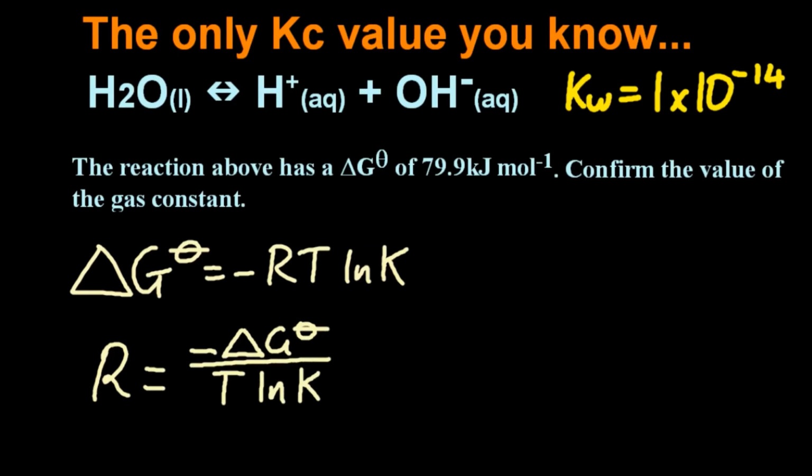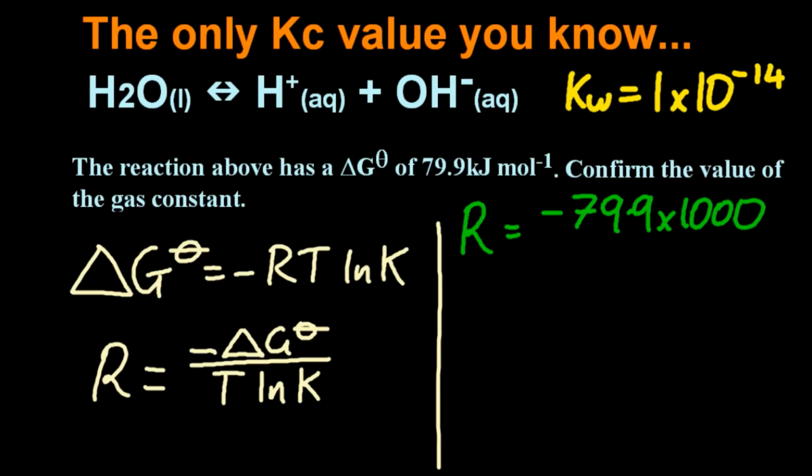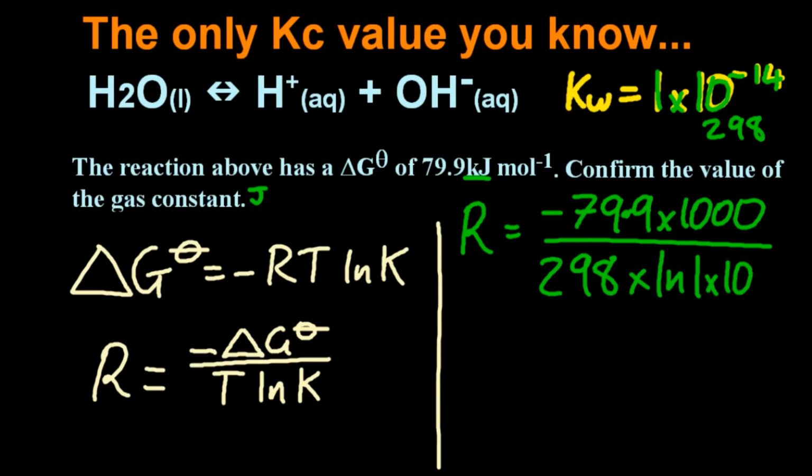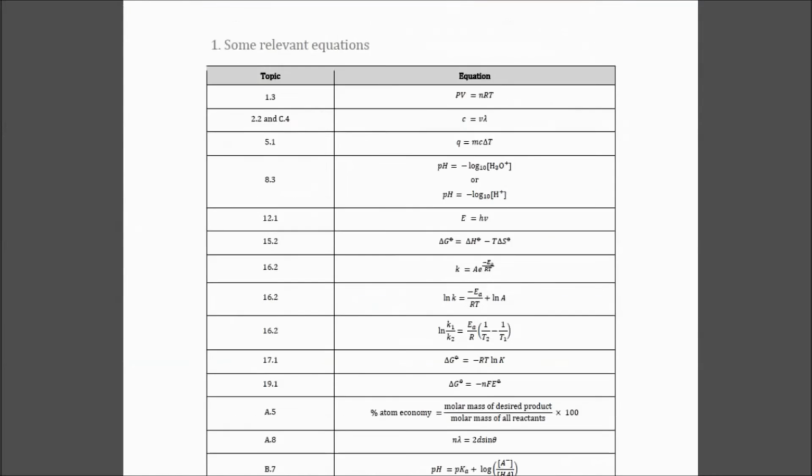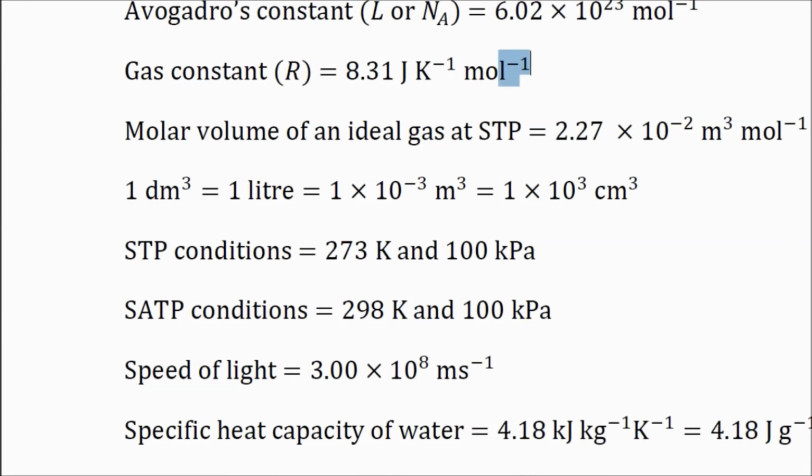So rearranging for the gas constant R. Alright, I'm going to convert delta G theta into joules because I know that R is measured with joules. Temperature, this is assumed to be standard conditions, so 298 Kelvin. And it comes out at 8.32. Let's just check the value in the almighty data booklet. 8.31. Okay, so it works. That's not bad considering we were using 1 sig fig for Kw.